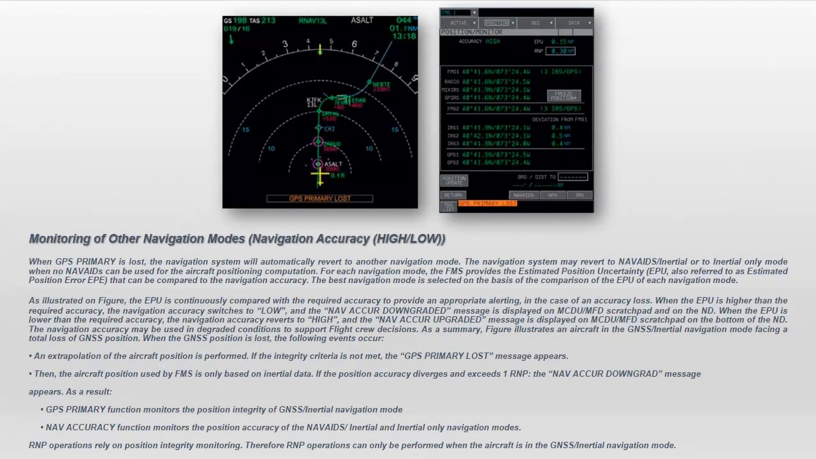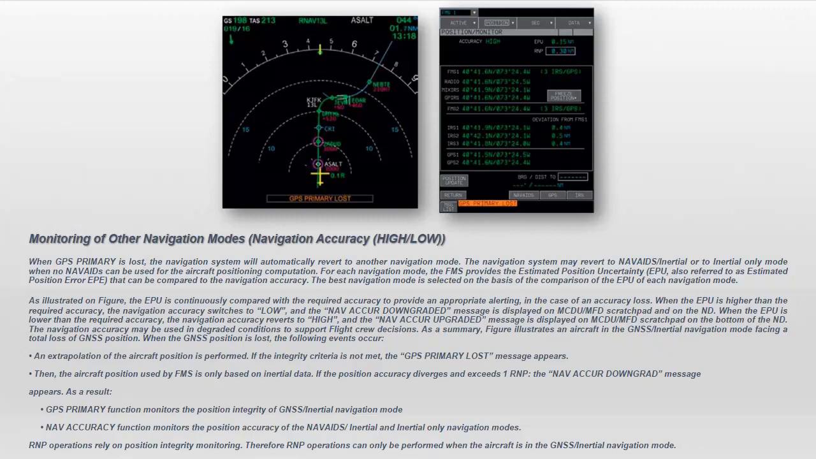Monitoring of other navigation modes, navigation accuracy high, low. When GPS primary is lost, the navigation system will automatically revert to another navigation mode. The navigation system may revert to NavAids, inertial or to inertial only mode when no NavAids can be used for the aircraft positioning computation. For each navigation mode, the FMS provides the estimated position uncertainty, also referred to as estimated position error, that can be compared to the navigation accuracy.